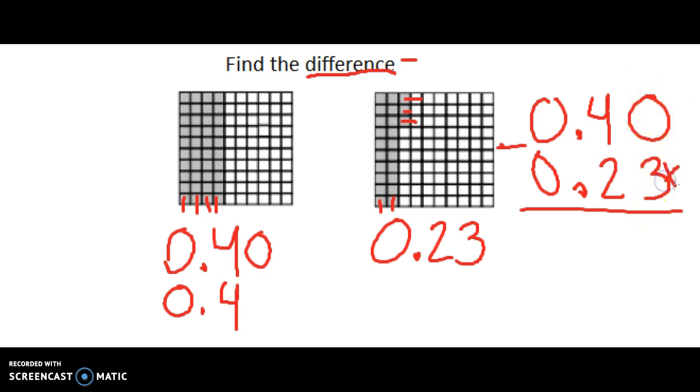3 is the bigger number. Bigger numbers on the bottom, you got a problem. Go next door to regroup. I'll come over to the 4, turn it into a 3, and give that group to the 0, making it a 10. 10 minus 3 is 7. 3 minus 2 is 1. Bring my decimal straight down, and 0 minus 0 is 0, giving me a final answer of 0 and 17 hundredths.